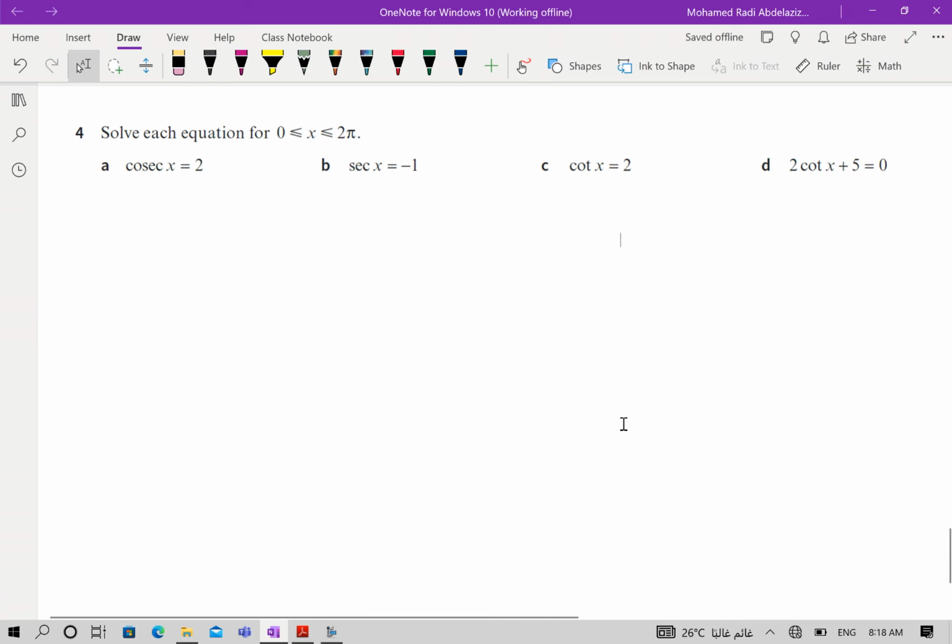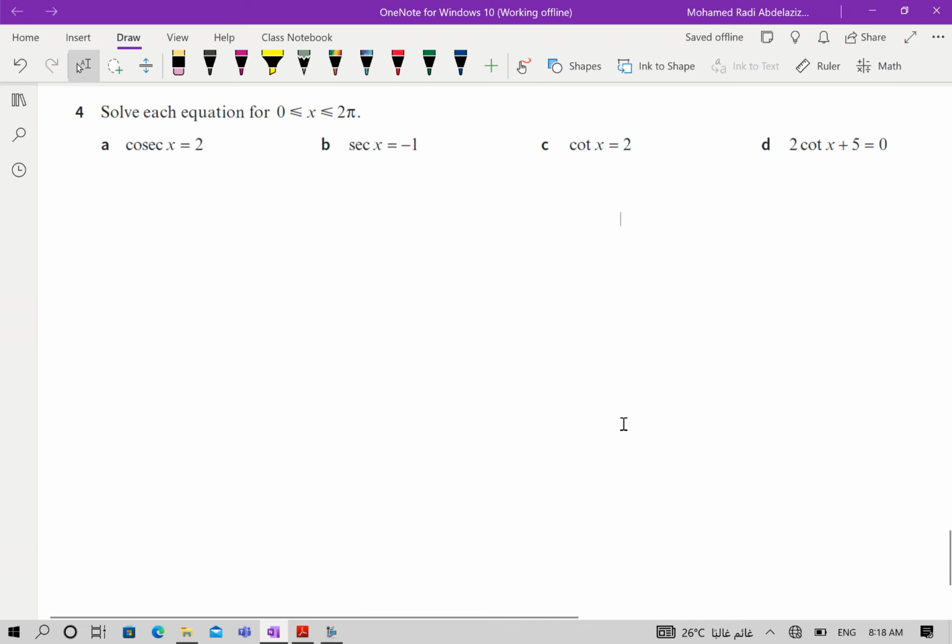I will change the range to show you why I add a complete rotation or subtract a rotation. Question 4 is exactly the same as question 3, but the difference is using the radian system. Make sure that 2 pi is 2 times 3.14, which will be 7 point something, to know if this angle is included in the range or not. All are the same. Cosec x, change it to be sine x equals half, positive, first and second, x and 180 minus x.